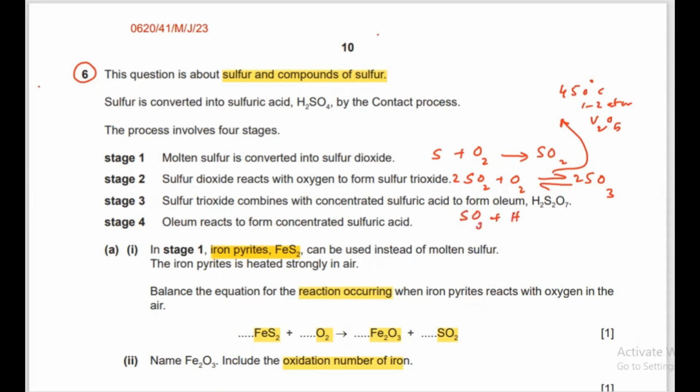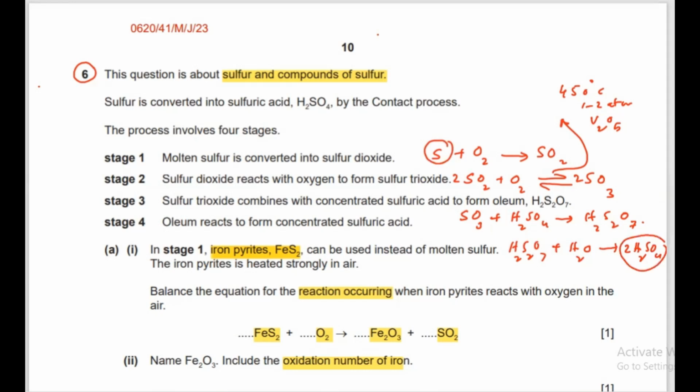Sulfur trioxide combined with the concentrated sulfuric acid gives a product which is oleum. Then oleum combines with water to get sulfuric acid. This is the chemical industry process of sulfuric acid. It starts from sulfur and ends with sulfuric acid.